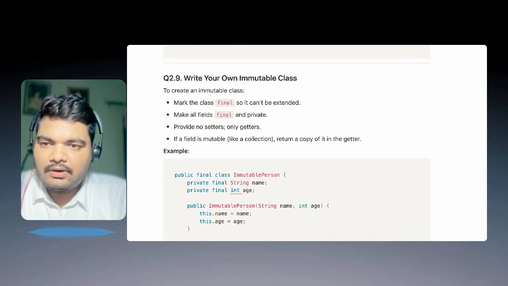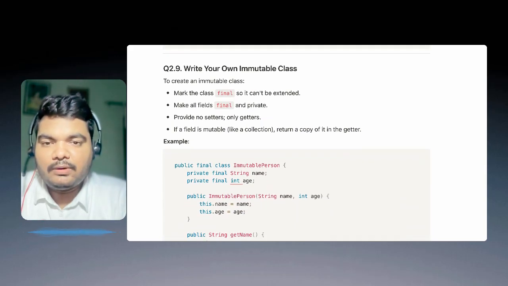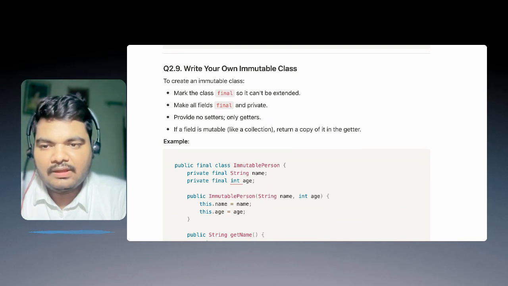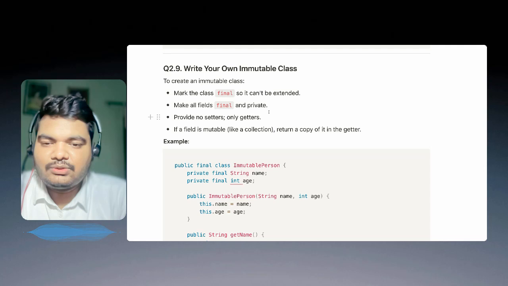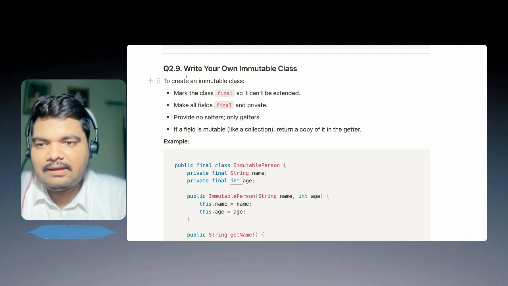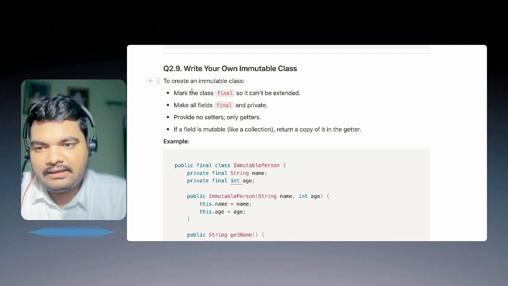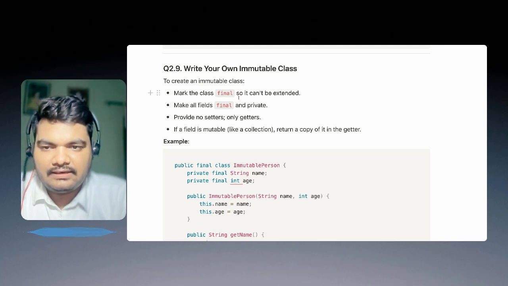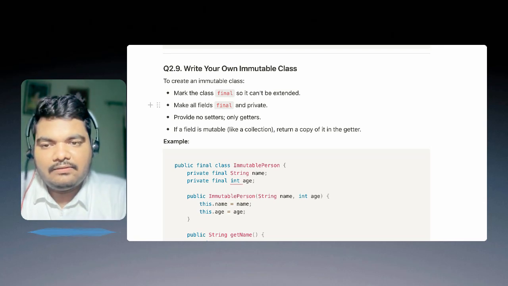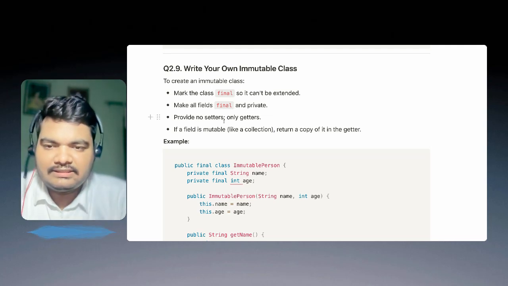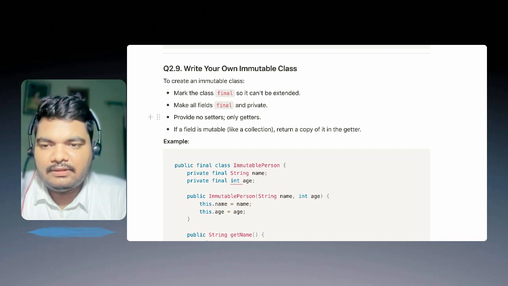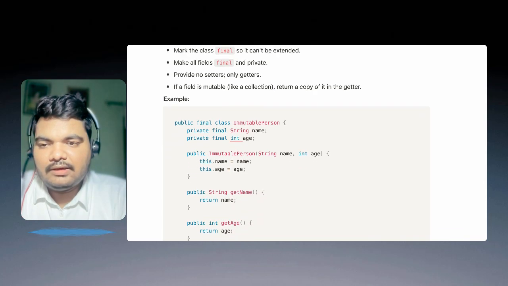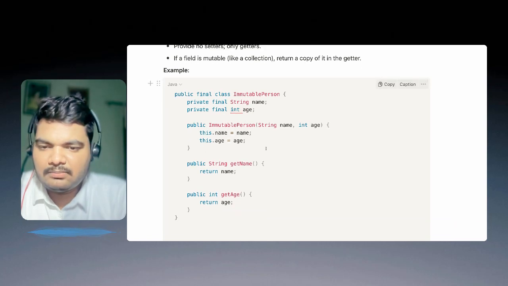Then a very important question: how can you write your own immutable class in Java? There are a few steps that help you write an immutable class. Firstly, I've given the conditions: mark the class as final, mark all the fields as final and private, provide no setter methods, only getters will be there, right? Then you can see a basic example of the implementation I've given.